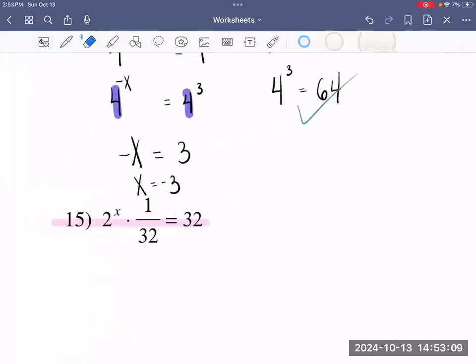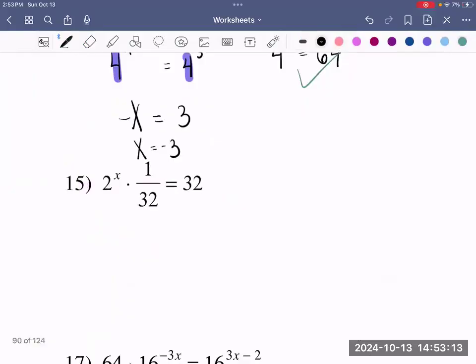Let's go ahead and try 15. And again, we haven't had one in a little while. We have something in the denominator. So let's go ahead and bring that up into the numerator and then give it a negative exponent. Now 32, how can we have 32 to get the same base as 2? Well, 32 is really 2 to the base of 5. Let's go ahead and add the exponents together.